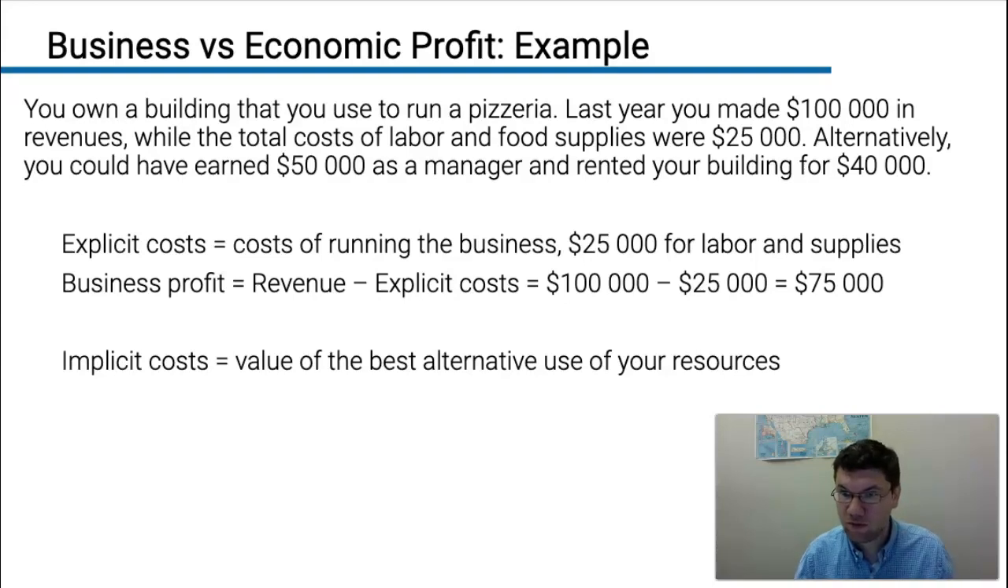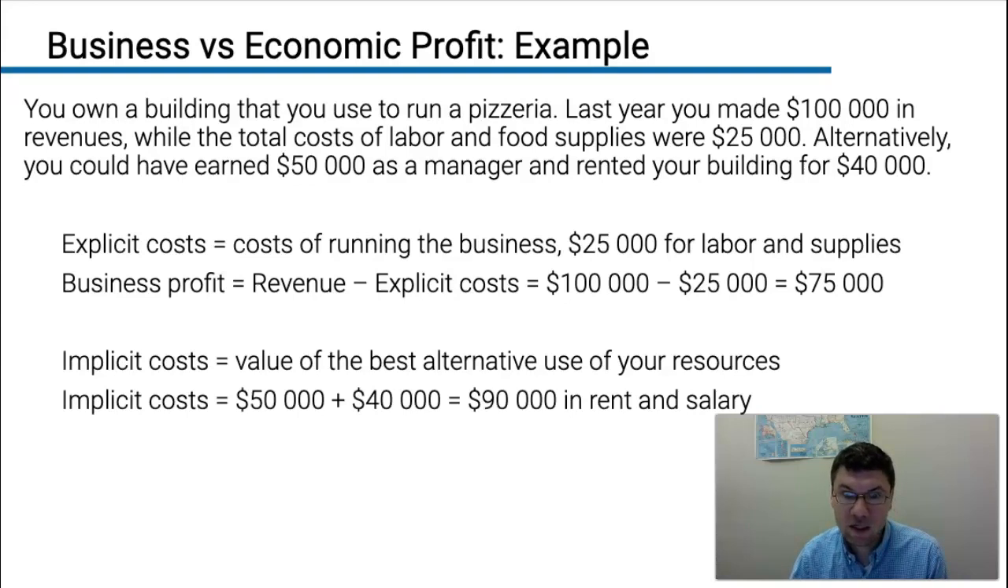Of course, you could have worked multiple jobs, and so I'm looking at the job that generates the best possible salary for you, and also the highest possible rent. That would be the best use of the building. And so if you calculate the implicit costs, they would account for $90,000 in rent and salary. This is what you could have earned if you chose to do something else instead of running the pizzeria.